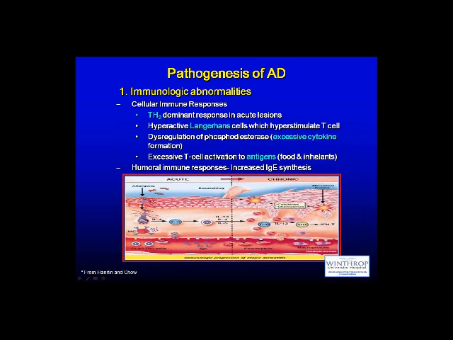So, just for the fellows, the pathogenesis of atopic dermatitis has evolved. We used to think it's all immunologic, cellular responses, but now we know that it's more than that. We have excessive T-cell activation. It's a primarily Th2 dominant response in the acute lesions, and this is the part we're going to discuss now, where you have antigen presentation, after which Langerhans cells are then hyperstimulated, and production of cytokines IL-13, IL-4, and IL-5. There are also humoral responses, which increase IgE synthesis in the acute phase of atopic dermatitis.